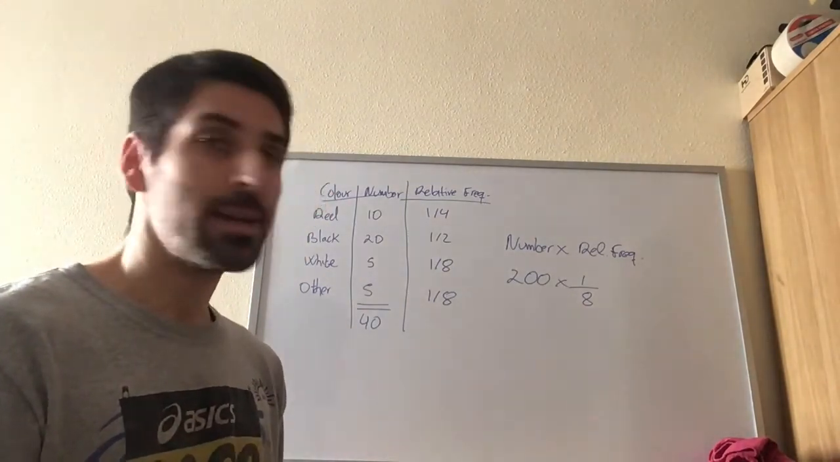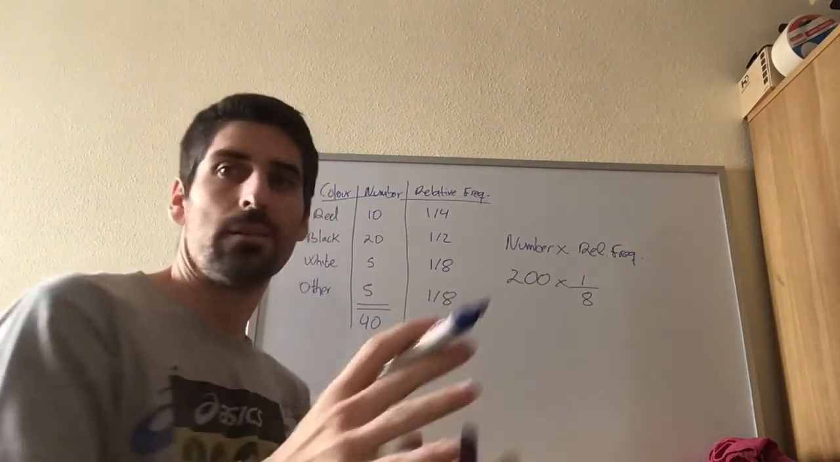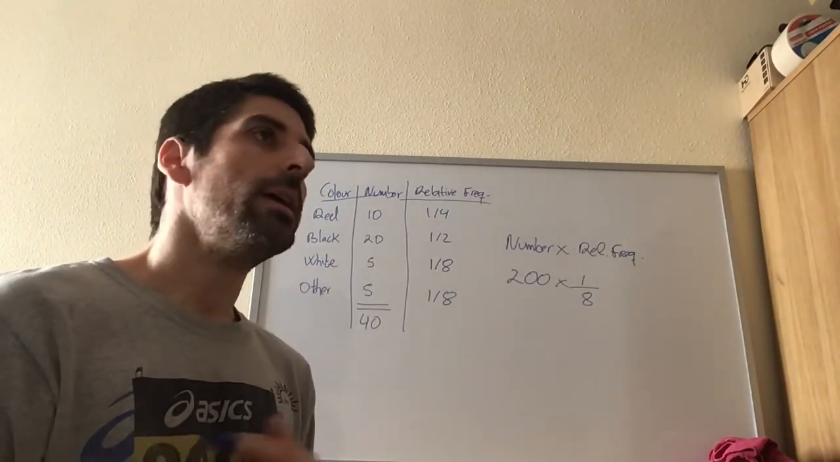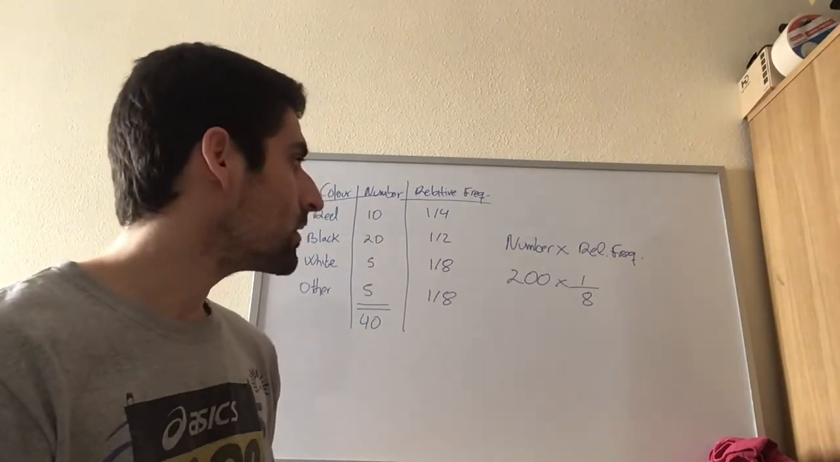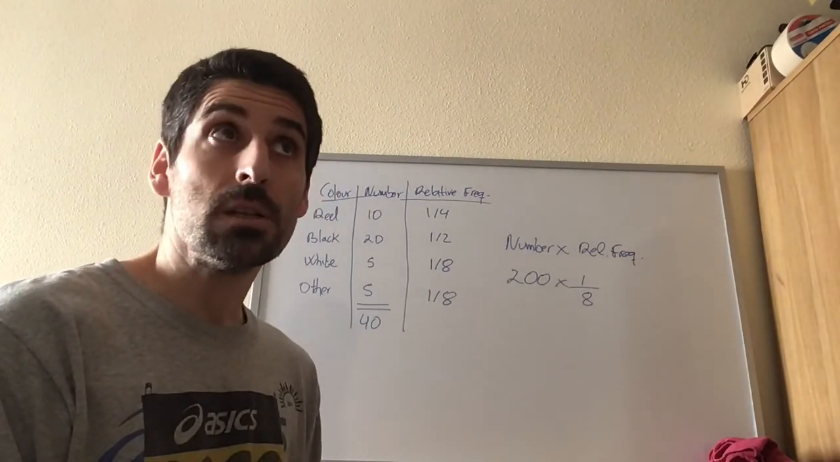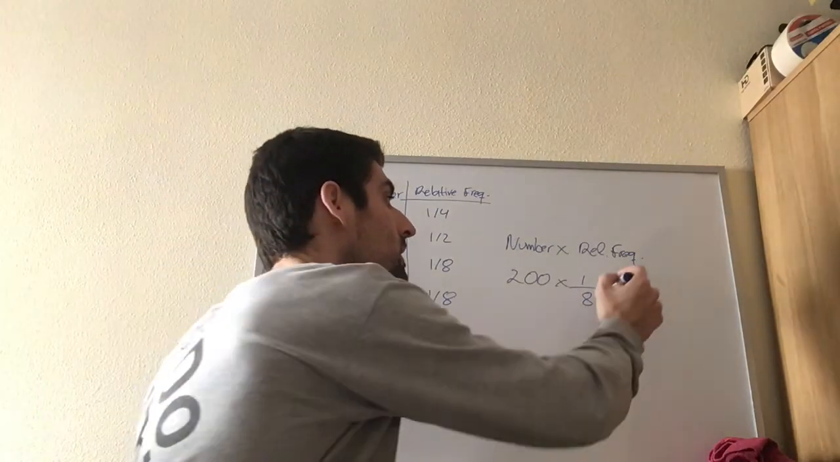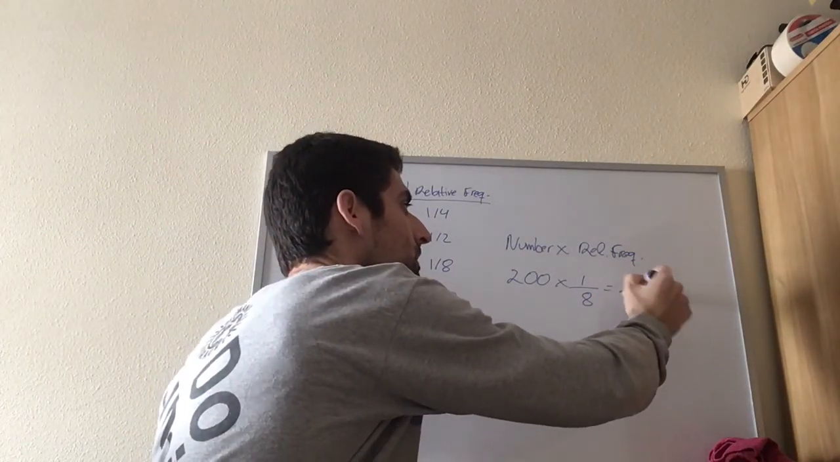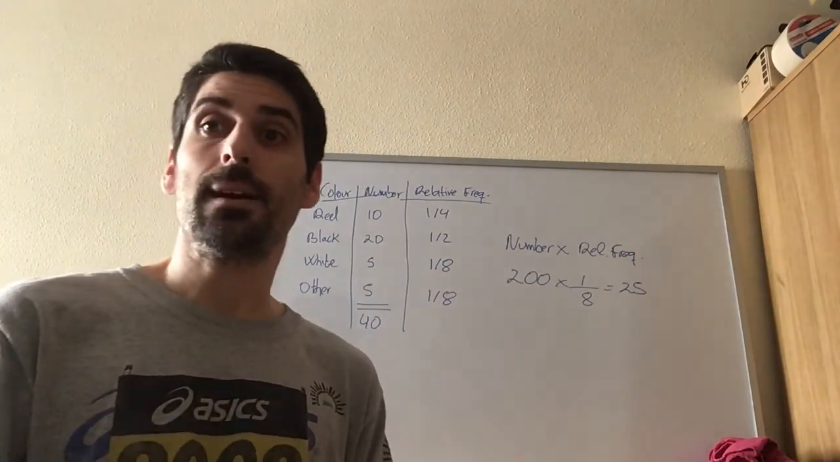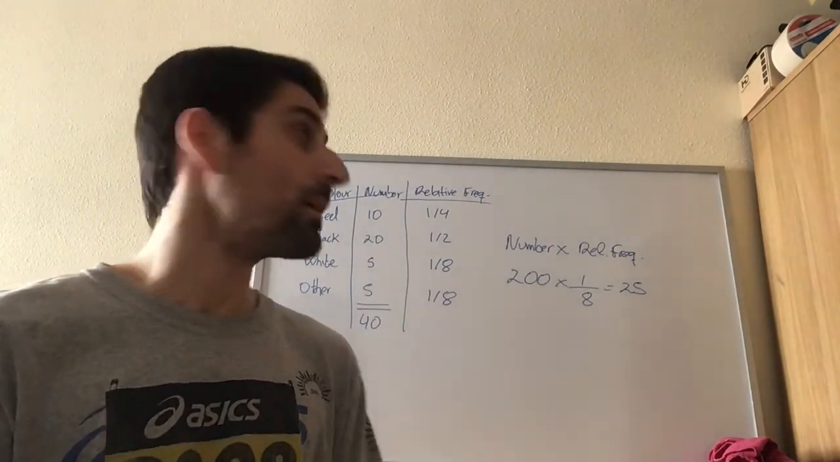If you can do that in your head, or remember, you can do it whichever way you want. If you know how to multiply fractions, multiply fractions. If you need a calculator, do the calculator, but the answer is going to be 200 divided by 8, which is 25. So the answer is 25. So 25 cars will be white. And that's it. That is an example of experimental probability.